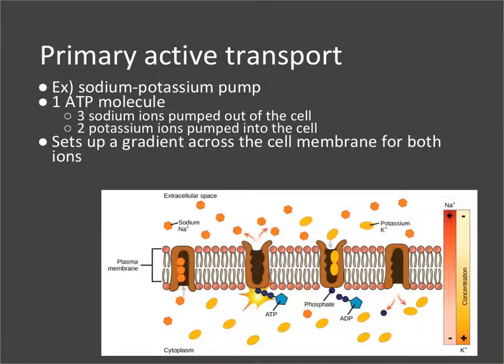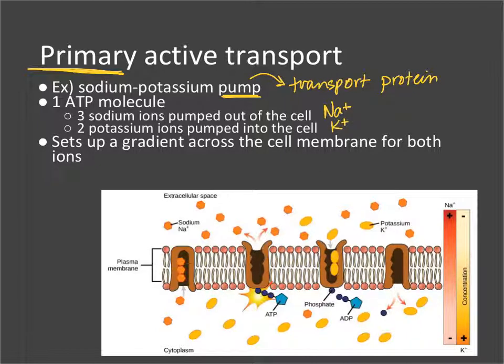So let's start by looking at primary active transport. And we're going to focus on a specific example known as the sodium-potassium pump. And one thing that you'll notice is that with active transport, or especially primary active transport, the word pump is just another name for the transport protein. So the proteins are called pumps. Now the sodium-potassium pump is specific to two ions. So it's specific to sodium and potassium.